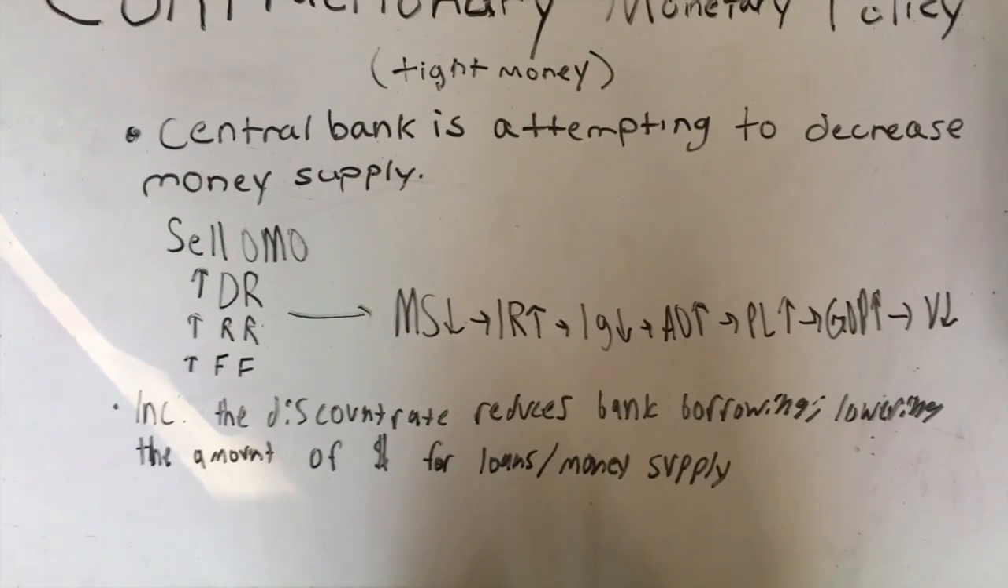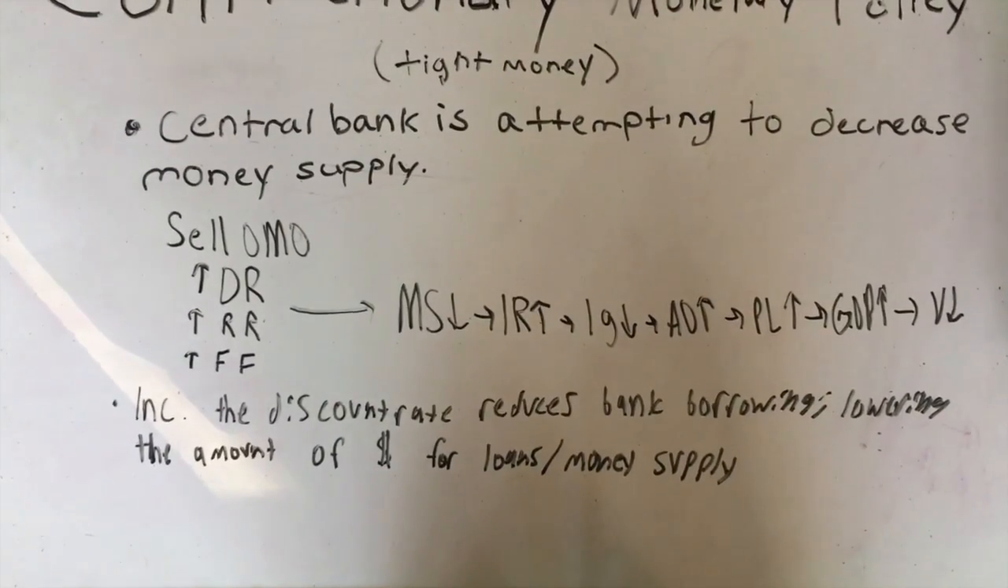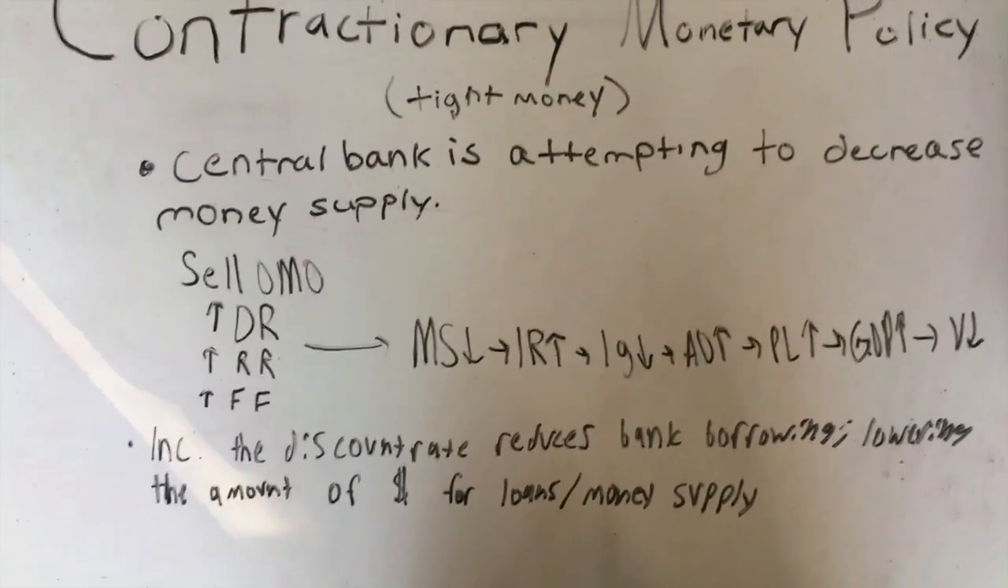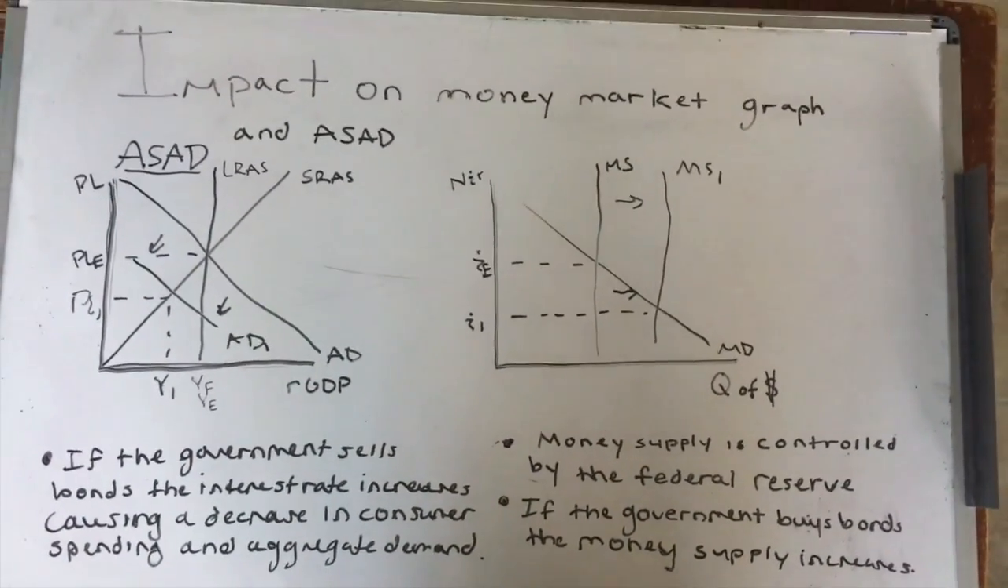When the central bank increases the discount rate, it reduces bank borrowing, lowering the amount of money for loans and the money supply. Impact on the money market graph and aggregate supply, aggregate demand.